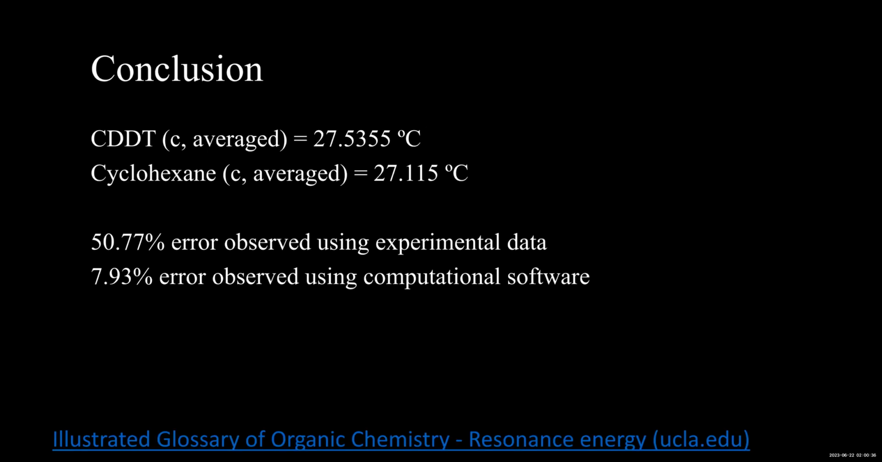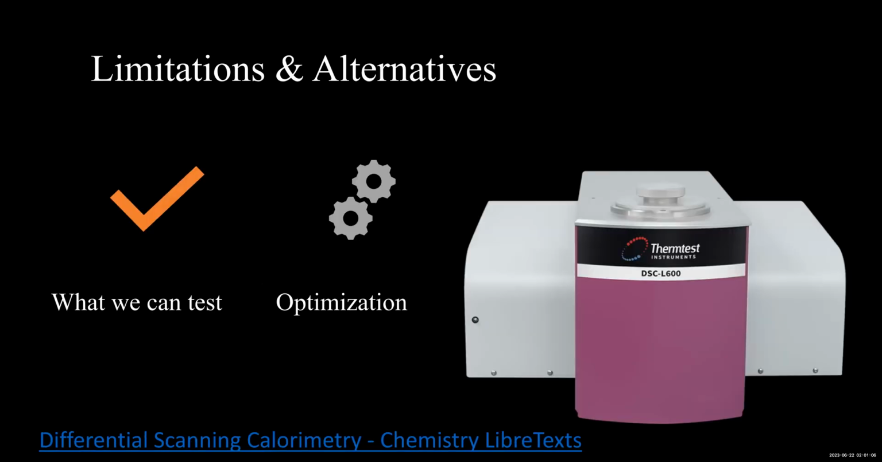And just to conclude everything, let's go back to the hypotheses. So CDDT did in fact have a higher maximum temperature than cyclohexane, but not by a very large margin. And then the error from the reported value of benzene's resonance energy, which is 36 kilocalories per mole, is much larger for the experimental data than the Sigris software, with about a 50% error from the experimental data and only about an 8% error from Sigris. Now let's talk about some limitations of this calorimetry experiment, the compounds that could possibly be tested, and the optimization.